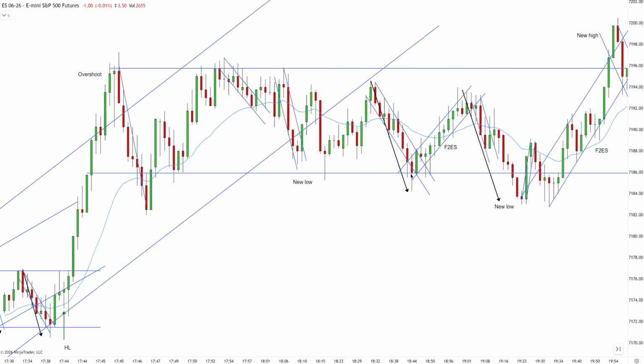This is why I was waiting the whole time, because once you can see the support holding, there's a good clue that the buyers are back in the market. And a push above the EMA is going to confirm we're about to test the new high.